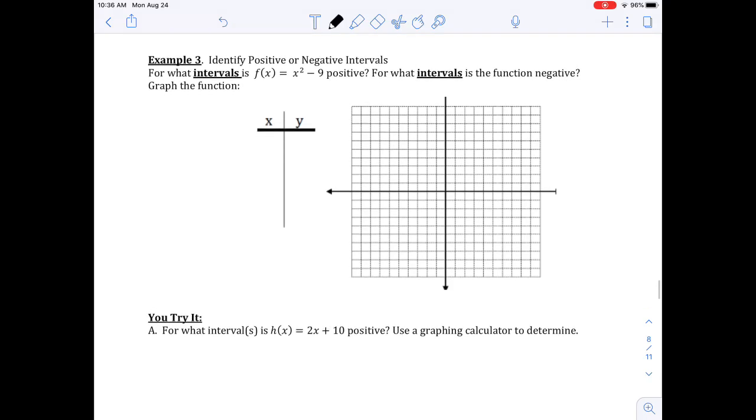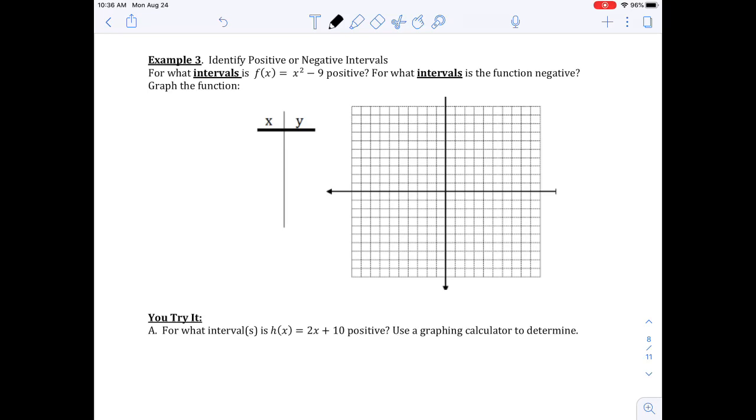right? So let's talk through how we describe those areas using interval notation. So the first thing we have to do is graph the function. So it says, for what intervals is f of x equals x squared minus 9 positive? For what intervals is the function negative? Graph the function. So again, I'm going to go ahead and graph the function. Now, if you have a graphing calculator, it's nice to type this in and you can actually get a picture on it, and that's something I can show you in class, but I want to make sure everybody has a graphing calculator first.